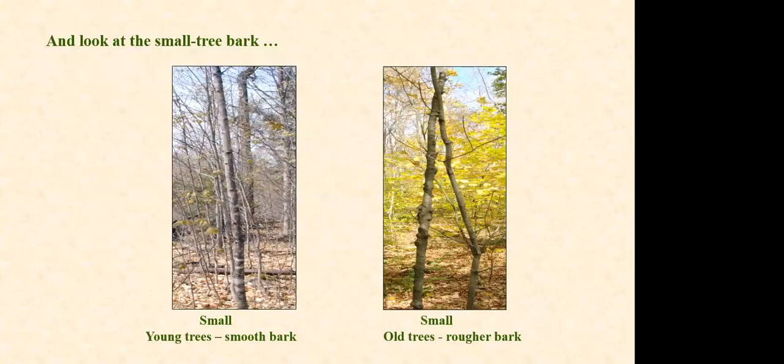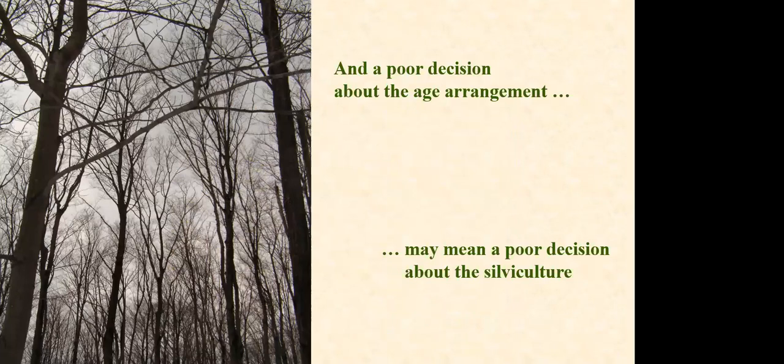Here again, you see it. There's the young tree on the left. It has smooth bark. It has good form. It has good quality potentially. Look at the ones on the right. Those are gnarly trees with old bark characteristics and poor quality. So you can use both the vertical structure and the bark characteristics, particularly of the small trees within the stand, to help you sort out even from uneven age.